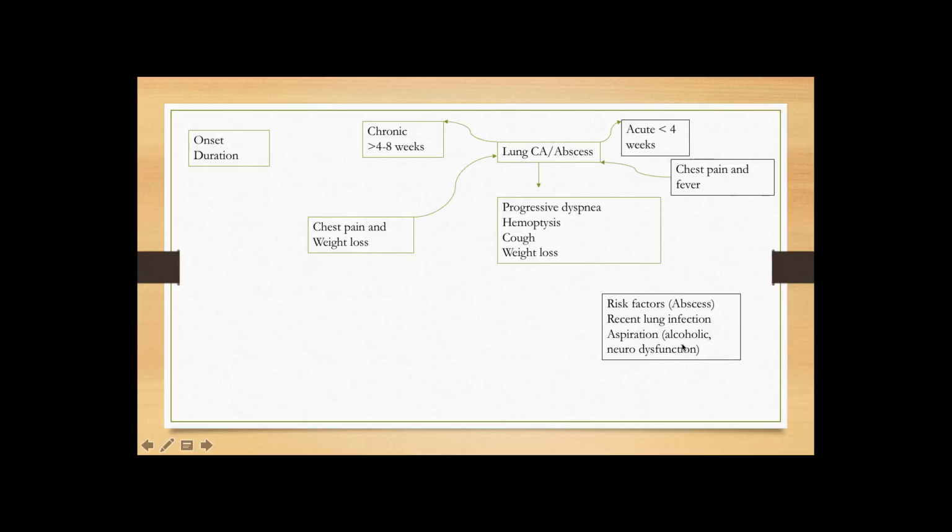Classic patients are going to be your alcoholic patients or patients who just have a neurological dysfunction and they aspirate, and that's how they present with lung abscess and all these findings. Risk factors for cancer would be history of smoking, older age, and family history. So those are the big 3 risk factors. Unfortunately, they are very similar to risk factors for many other cancers, pretty much all cancers in the body.